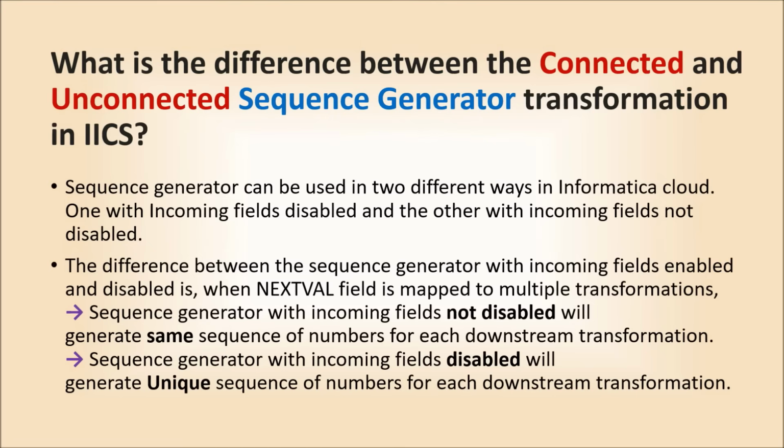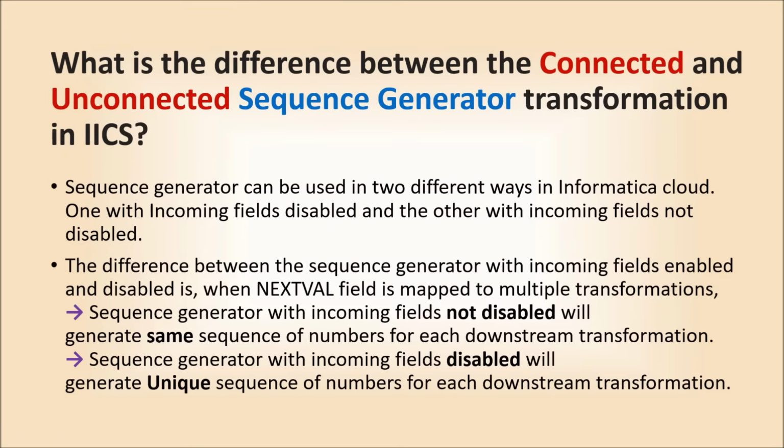The next question is: what is the difference between the connected and unconnected sequence generator transformation in IICS? The sequence generator can be used in two different ways in Informatica Cloud. One with incoming fields disabled and the other with incoming fields not disabled.